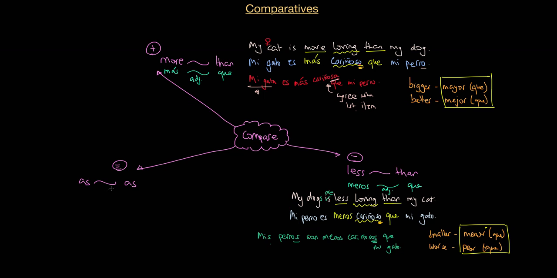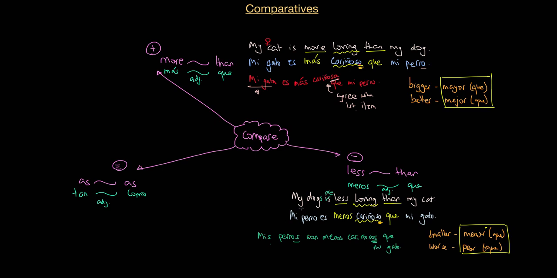And now finally let's look at when we're saying that 2 things are equal to each other. They're as good, as bad, as easy, as difficult as each other. In that case, in Spanish, I use tan, adjective, como.